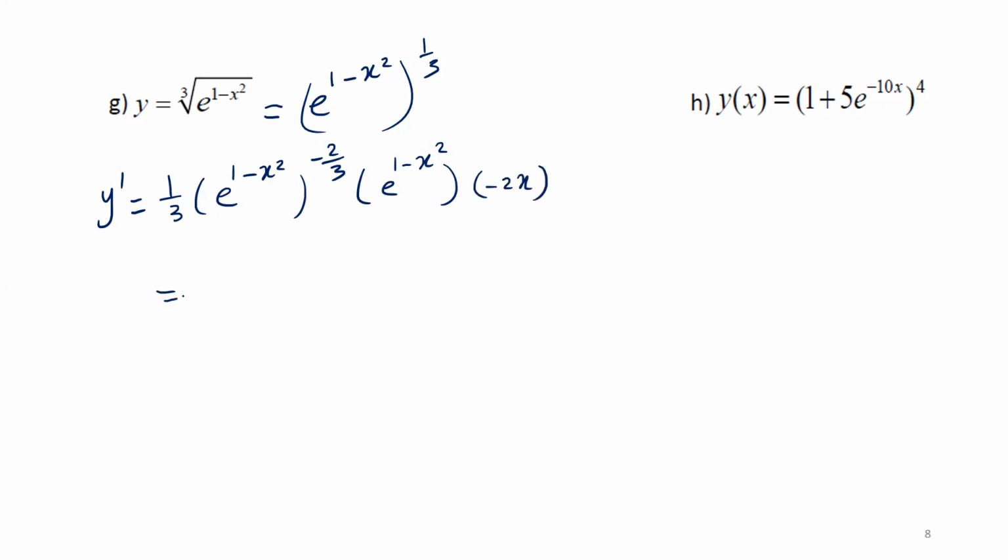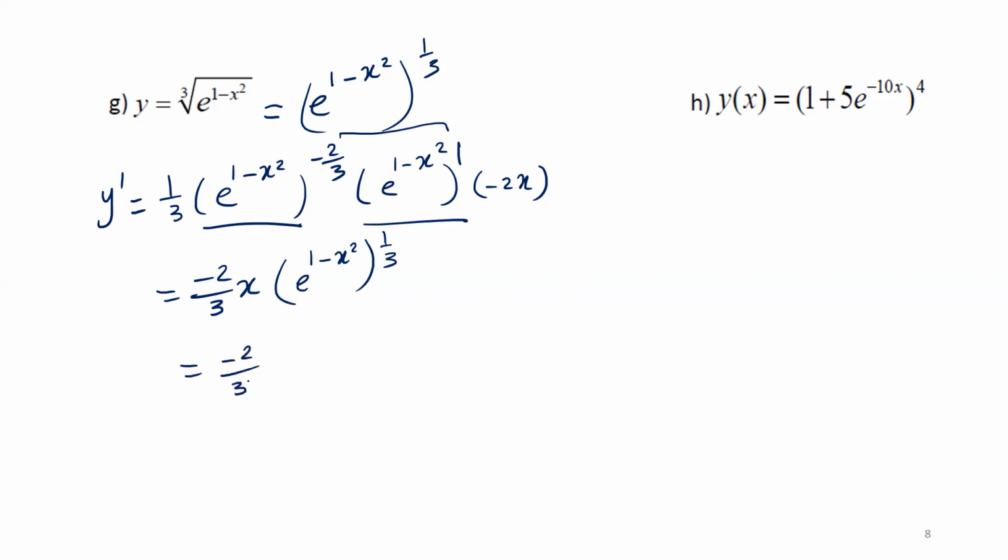So the final answer is negative 2 over 3 x. I can multiply here: these two functions can be multiplied because this is really power 1. e power 1 minus x squared to the power negative 2/3 and power 1. You can just write e power 1 minus x squared raised to the power negative 2/3 plus 1, which is 1/3. So it comes back to negative 2/3 x times the cube root of e to the 1 minus x squared. This is the answer.